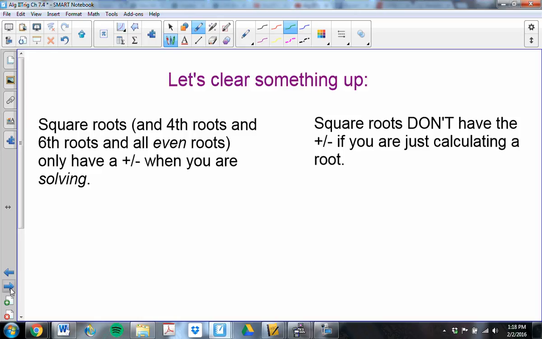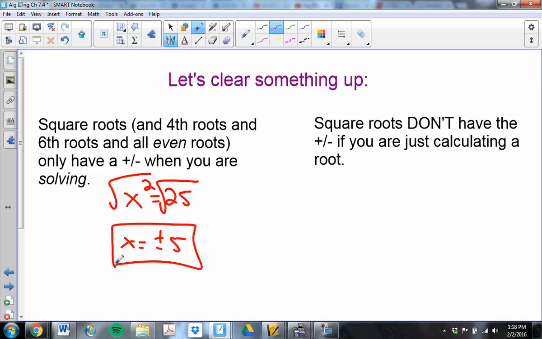I want to make something really clear. When you're doing square roots or fourth roots or sixth roots or any even root, you only do the plus or minus if you're solving. So here's the equation, x squared equals 25. To solve this equation, you'd take a square root of both sides and get that x equals plus or minus 5. There's 2 solutions. There's 2 things that work. Both 5 and negative 5 get you to 25.